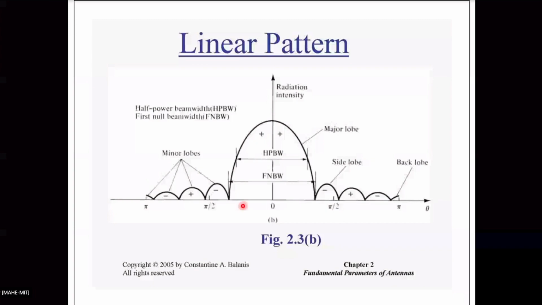So you may be asked to draw a typical radiation pattern and explain the different parameters. This is a usual question that is asked. You have to show what is the major lobe, minor lobe, first null beam width, HPBW, back lobe, side lobe, minor lobes, all those things. Okay, is it clear?